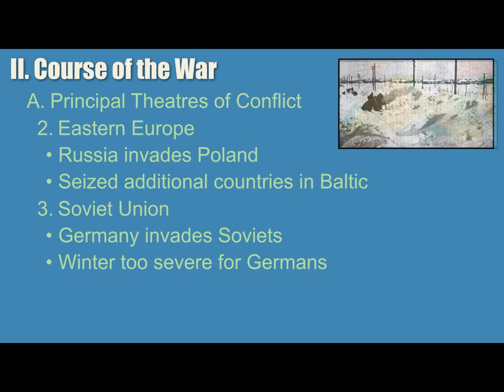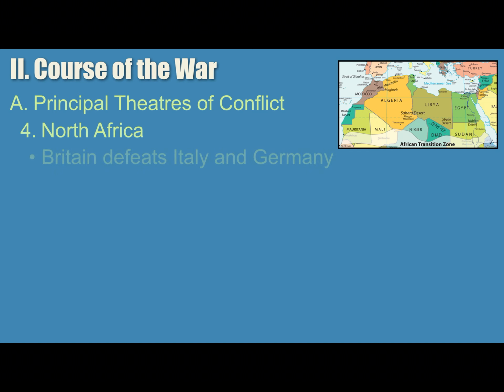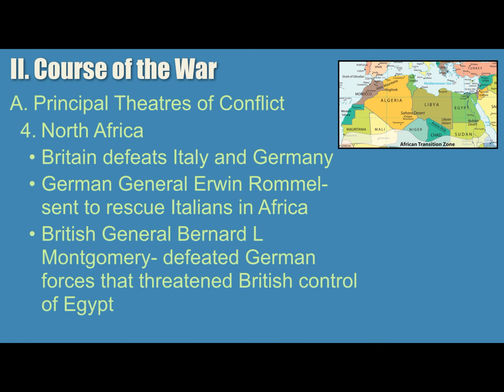Now, the next area we're going to talk about, the fourth area of conflict, was northern Africa. This is the one that a lot of people overlook. Italy saw what was going on with Germany, so they quickly ran into northern Africa also, because Germany is now sort of distracted over in Europe. And Italy thought, well, if Germany can grab some of northern Africa, we should too. It didn't work out too well for them.